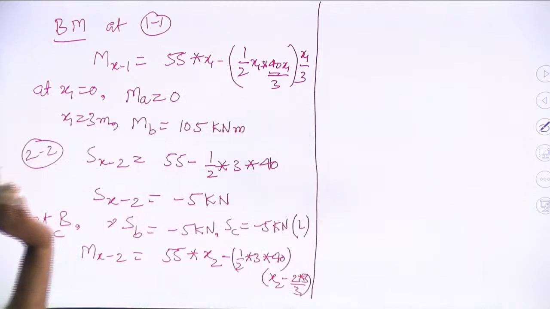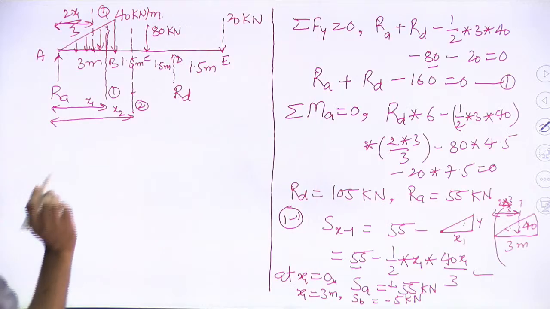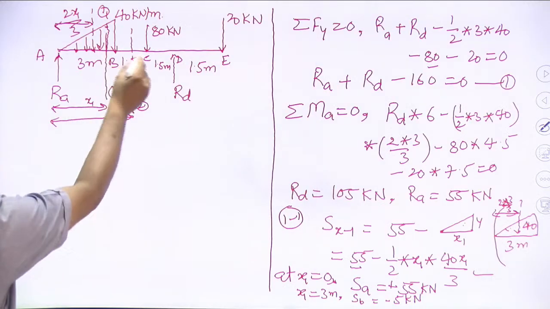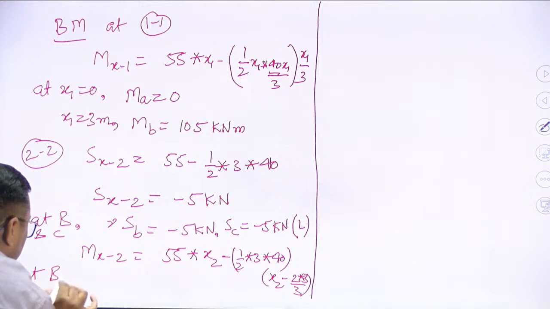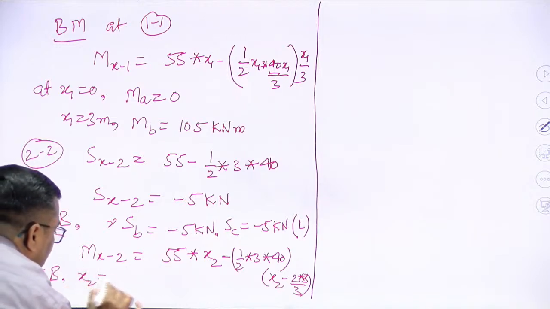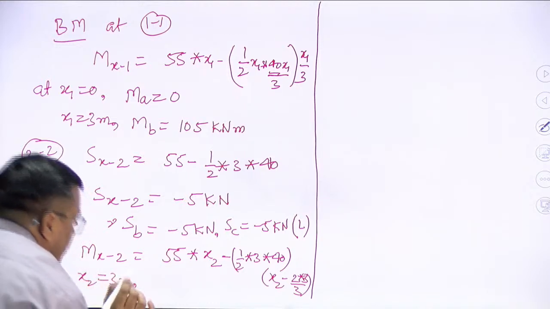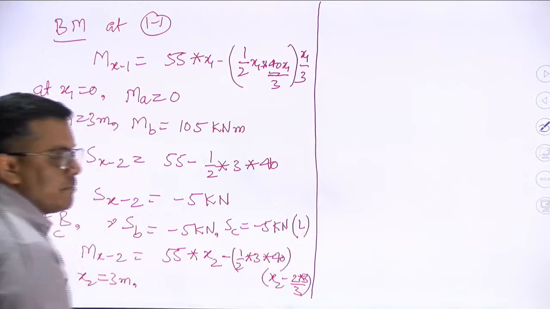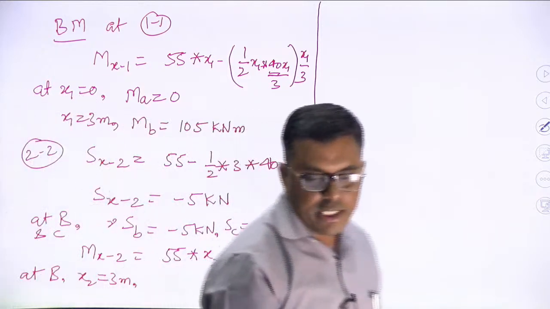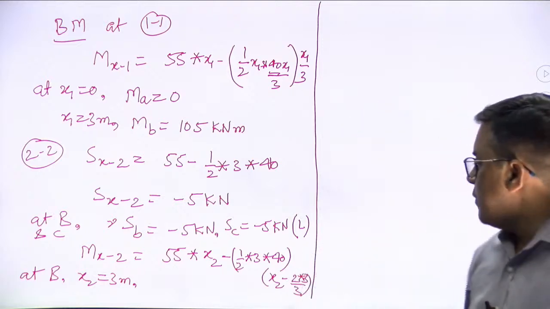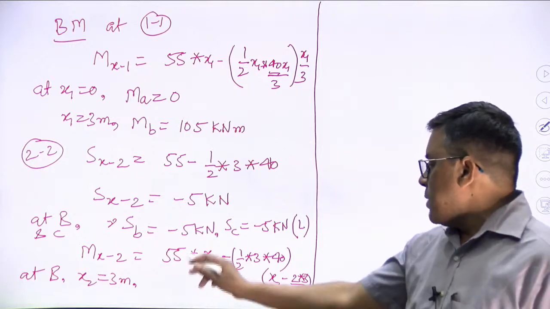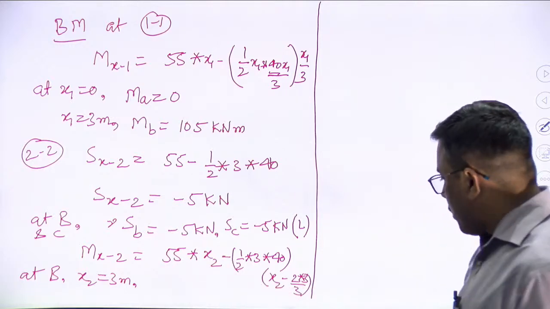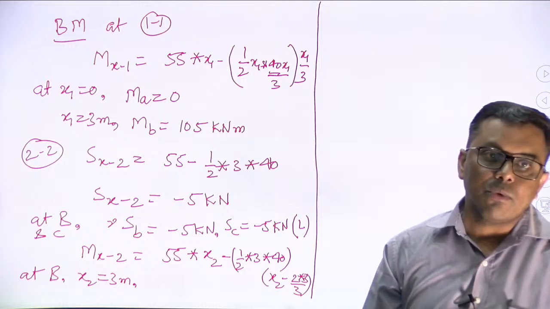Okay, this equation is valid from B to C, and for point B the x2 is 3 and for point C x2 is 4.5. So at B, x2 equal to 3, put the value and find the answer. Please find out the answer you are getting from this equation of bending moment: Mx2 equal to 55 into x2 minus half into 3 into 40, x2 minus 2 into 3 by 3. What are you getting here?